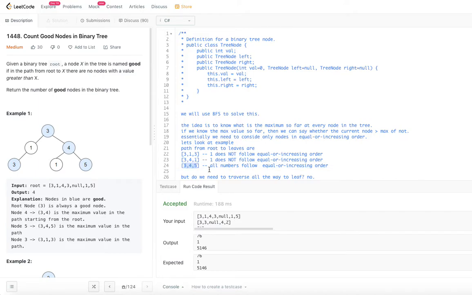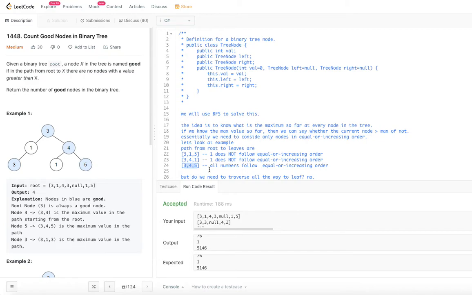So those are the root to leaf paths, right? While doing that, we will come up with whether any node is following the equal or increasing order or not. If they are not following, then we will say they are not good nodes anymore, right? If they are following, yes, that is a good node. So that is what essentially we need to look for, right?